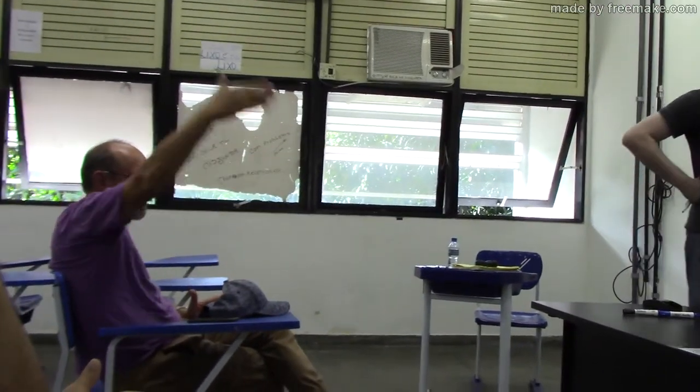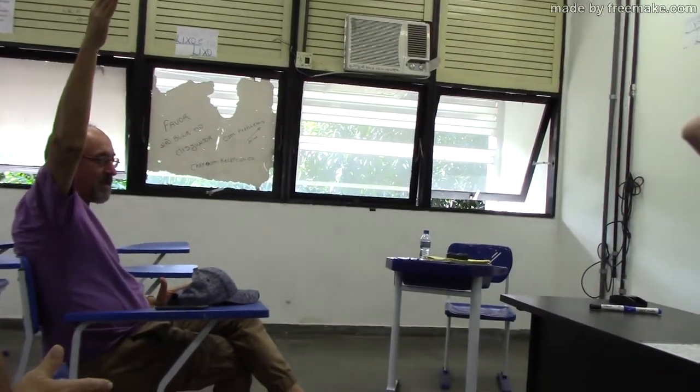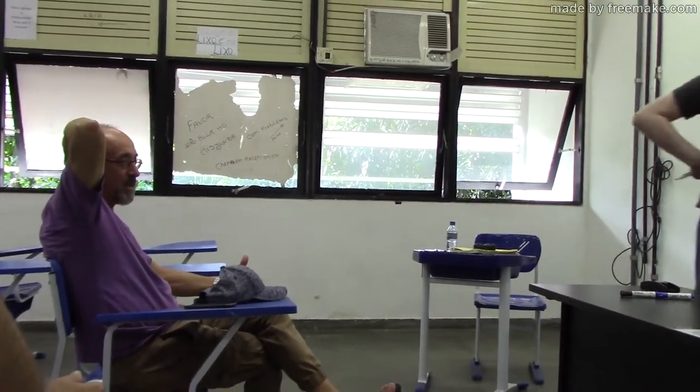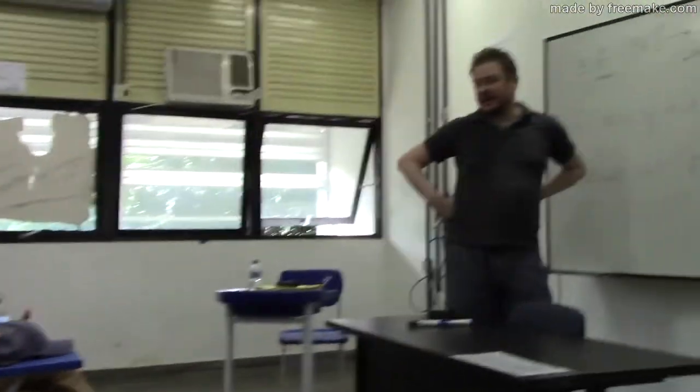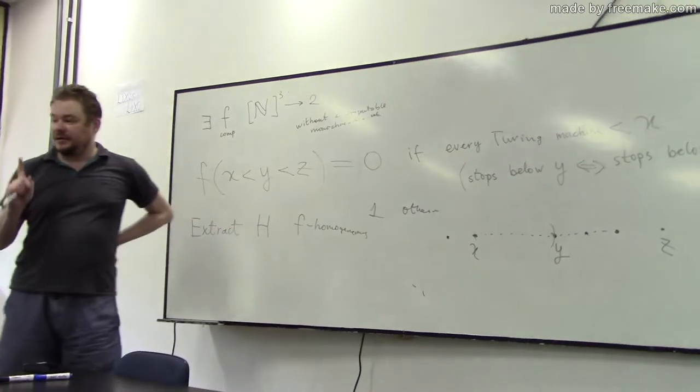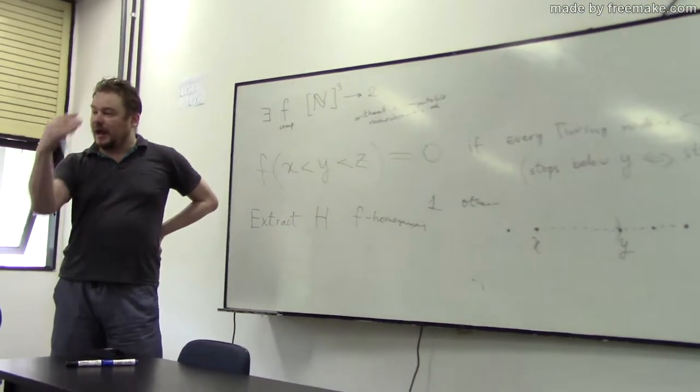Because you have an infinite monochromatic set, you fix x, y, but z can be as big as you wish, right? And so it's enough to test your Turing machine before y, to know if it will have an exact problem. Exactly. And in this sense, I meant that the indiscernibles are upper bounds for the quantum.